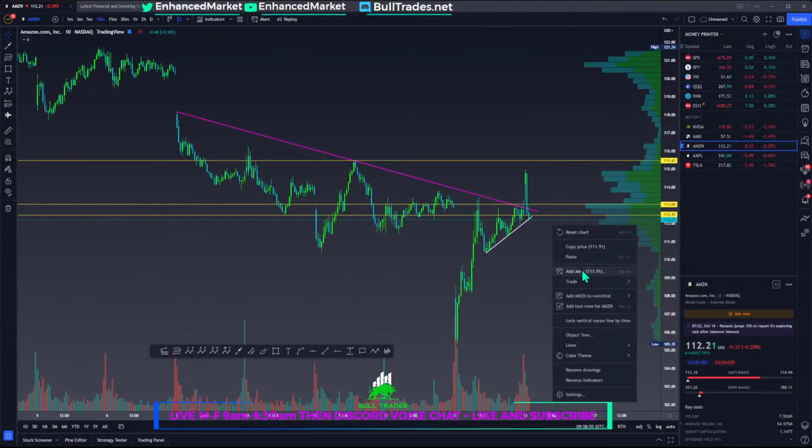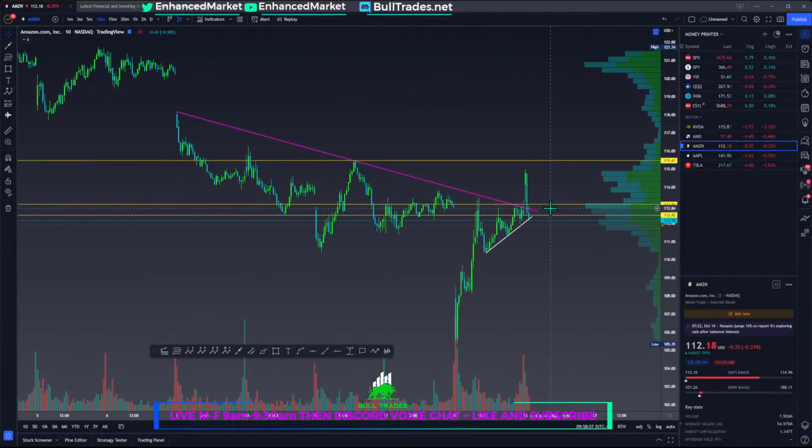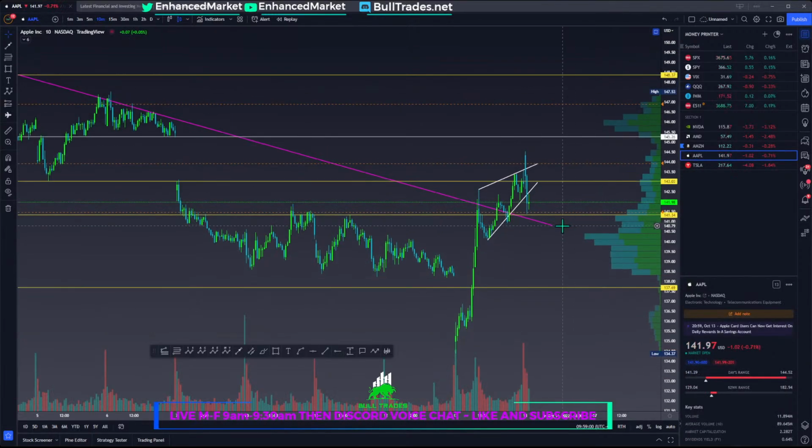Amazon's breaking down here. Setting an alert here. Setting an alert above. Apple needs to break below here.